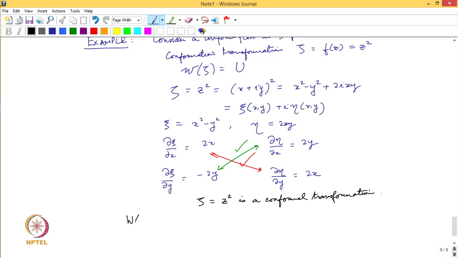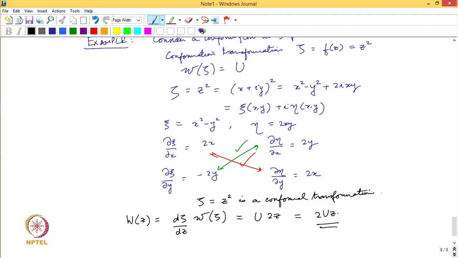Hence, we can now write that the complex velocity in the z plane would be d zeta dz into the complex velocity in the zeta plane. Now, the complex velocity in the zeta plane is given as u, d zeta dz is 2z. So, w z is 2uz. So, what we see in this example is that the complex velocity, which was u in the zeta plane, transforms to complex velocity in the z plane of the form 2uz, okay, not just u. And so, this example shows us how these velocities will be transformed when you come up with a conformal transformation.